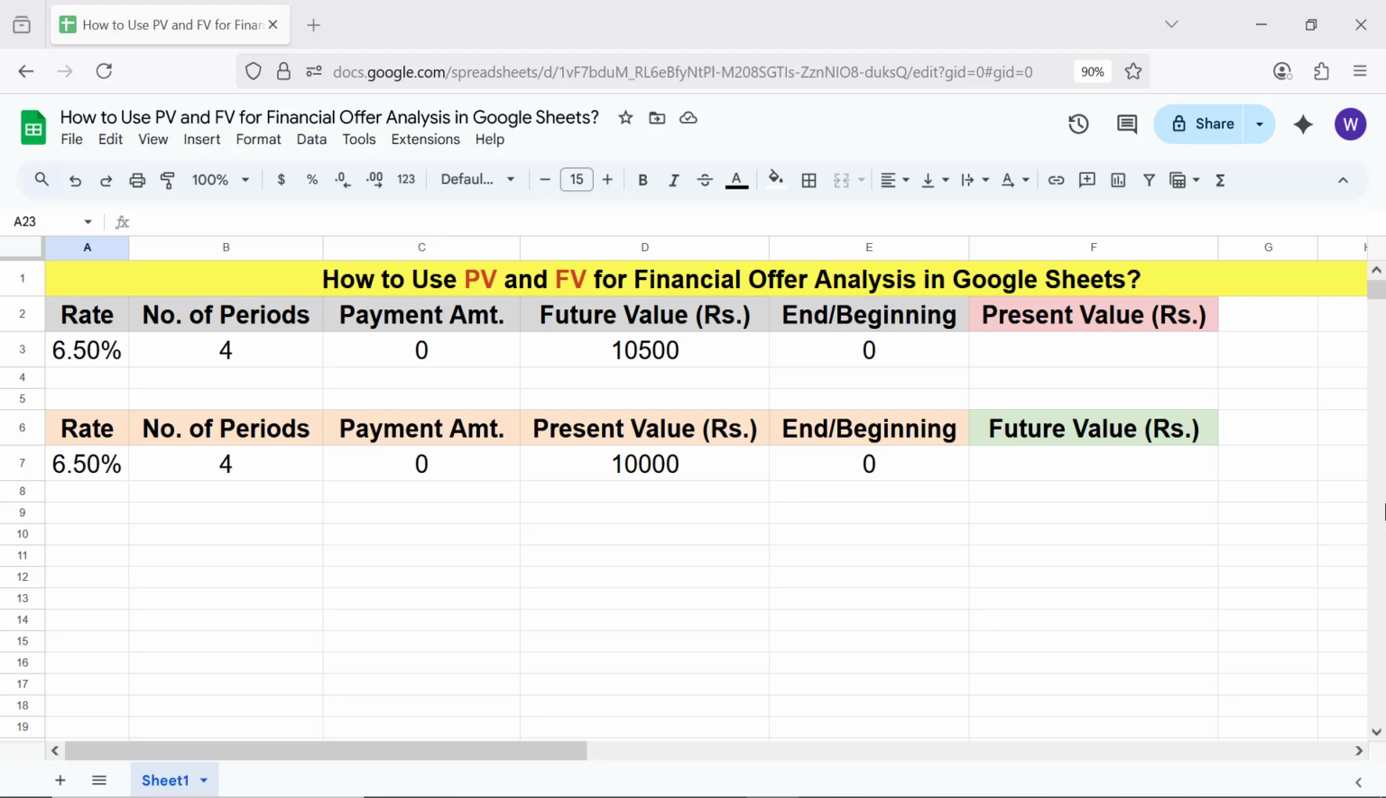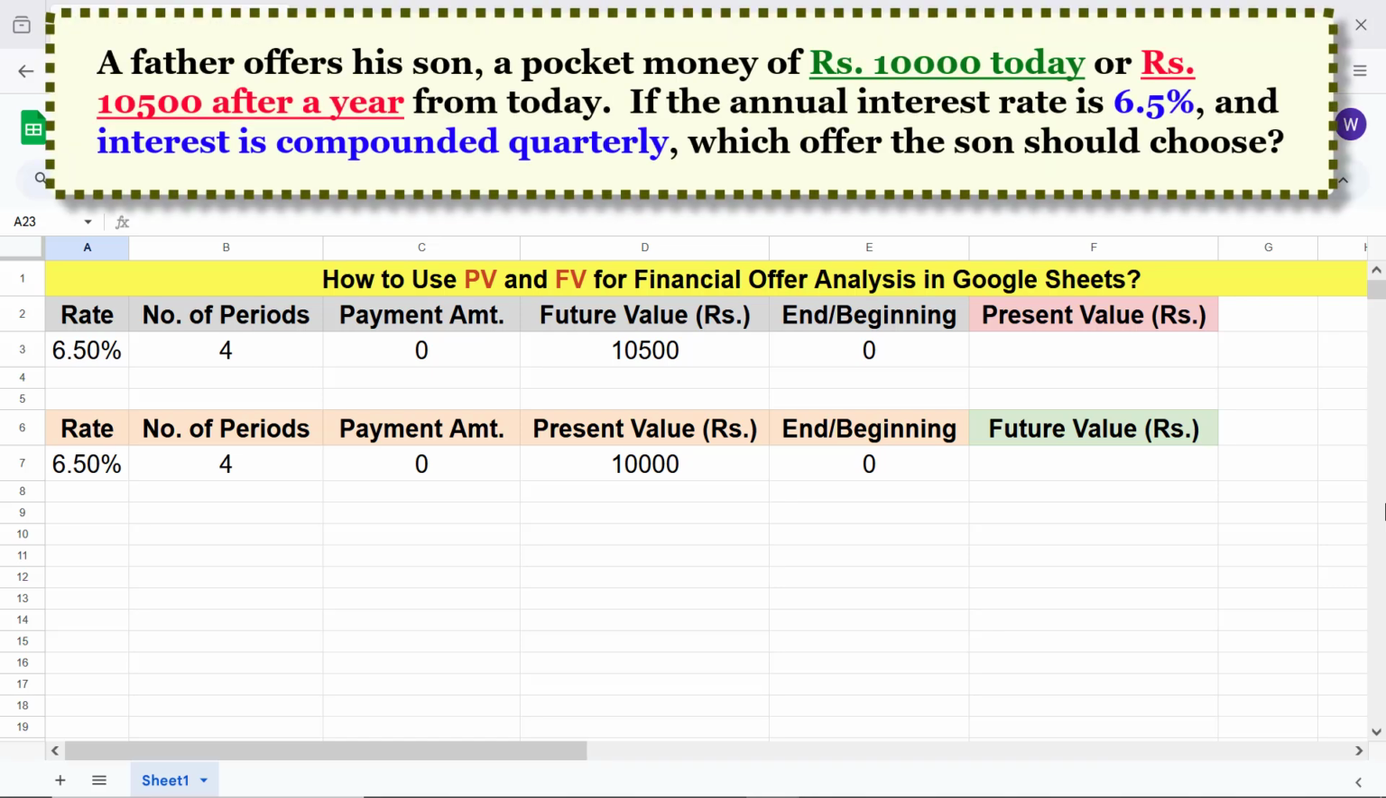Now, let's consider a scenario. A father offers his son a pocket money of Rs 10,000 today, or Rs 10,500 after a year from today. If the annual interest rate is 6.5% and interest is compounded quarterly, which offer should the son choose?